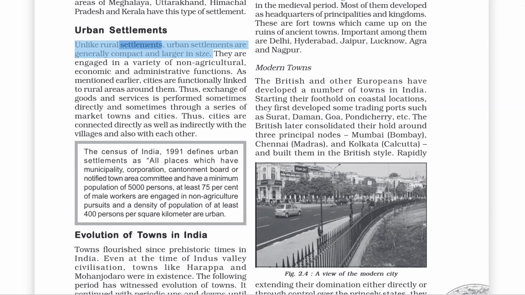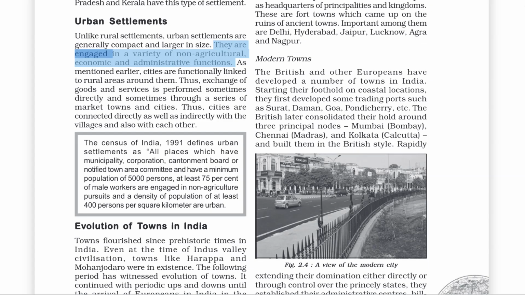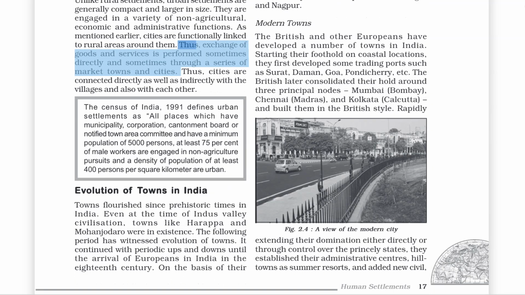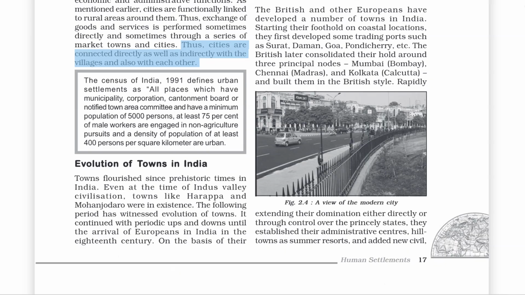Unlike rural settlements, urban settlements are generally compact and larger in size. They are engaged in a variety of non-agricultural, economic, and administrative functions. As mentioned earlier, cities are functionally linked to rural areas around them. Thus, exchange of goods and services is performed sometimes directly and sometimes through a series of market towns and cities. Thus, cities are connected directly as well as indirectly with the villages and also with each other.